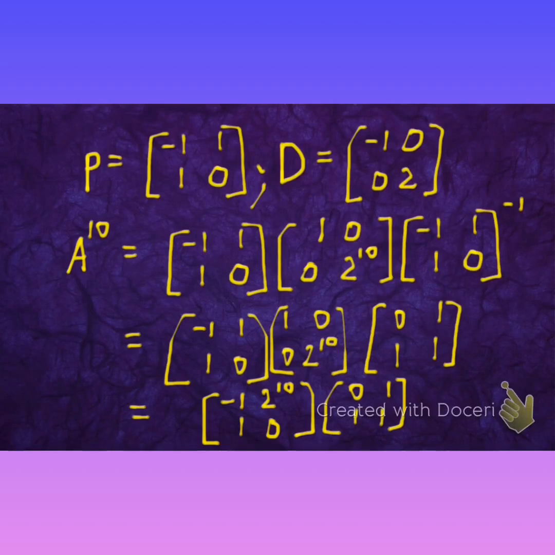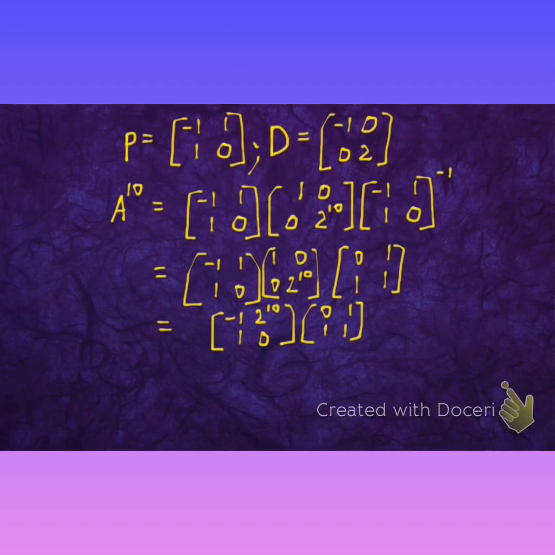Multiplying out the first two matrices, we get this matrix. And working out the last term, we get the final matrix there.